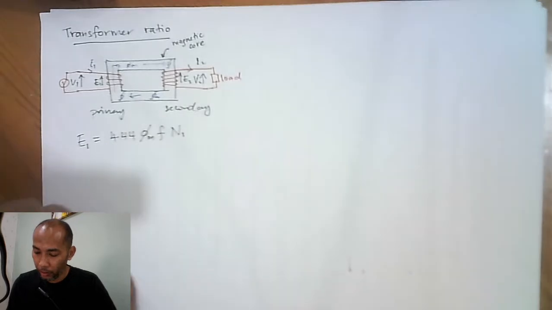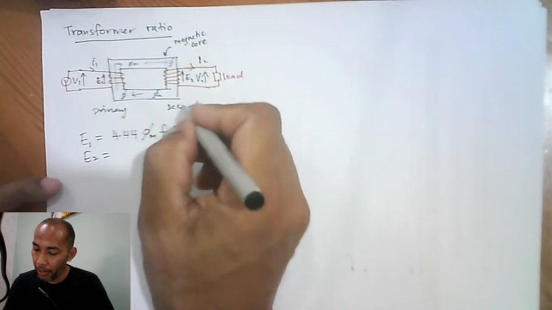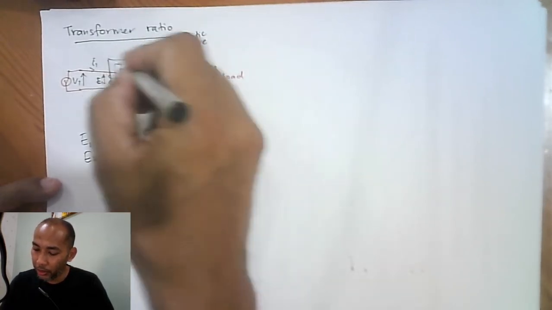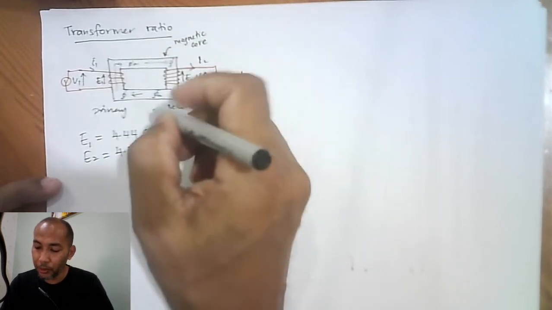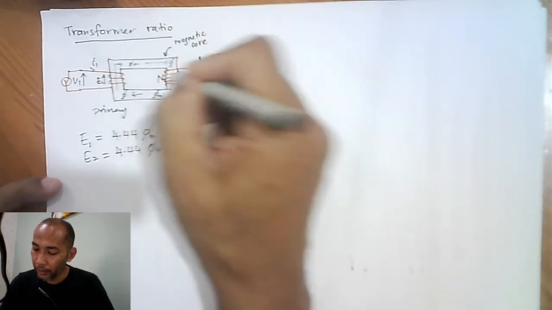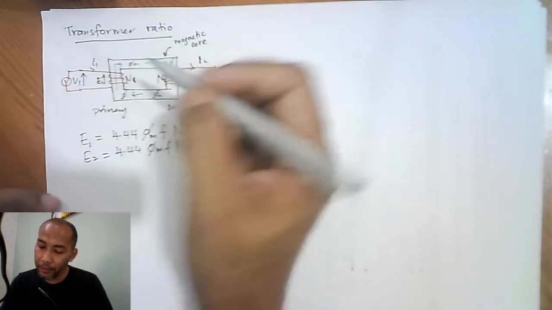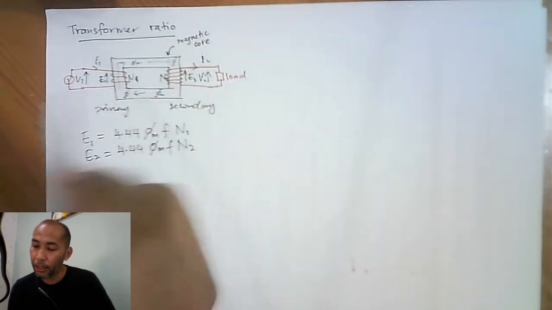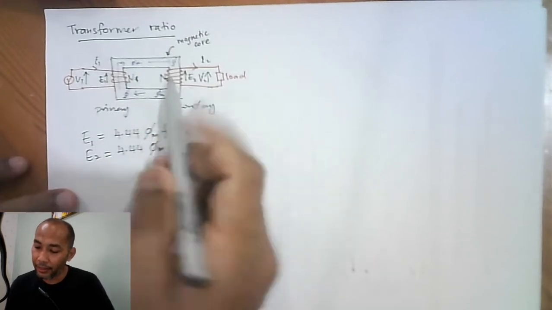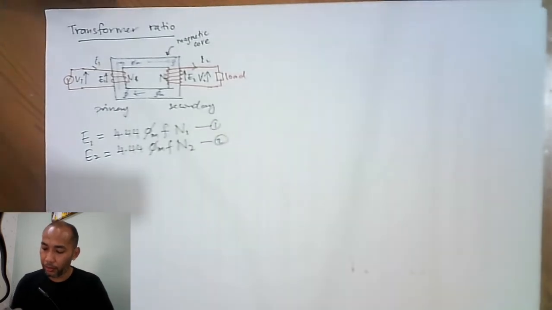So for E2, the EMF at the secondary side is equal to 4.44 flux maximum, same flux, same frequency, and N2, the number of turns at the secondary side. N1 is the number of turns at the primary side. N1 is the number of windings at the primary, and N2 is the number of windings at the secondary. We have one equation, and a second equation.